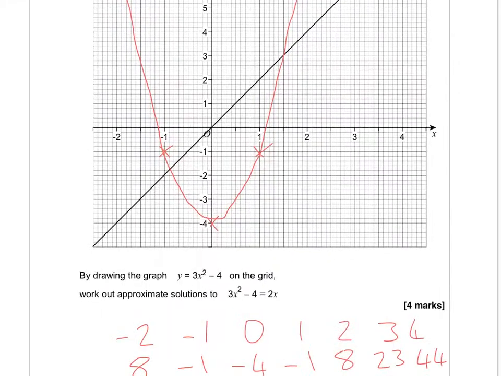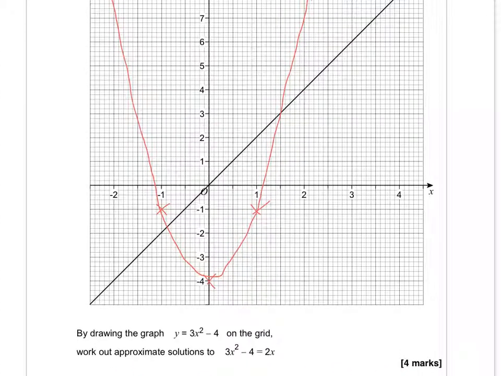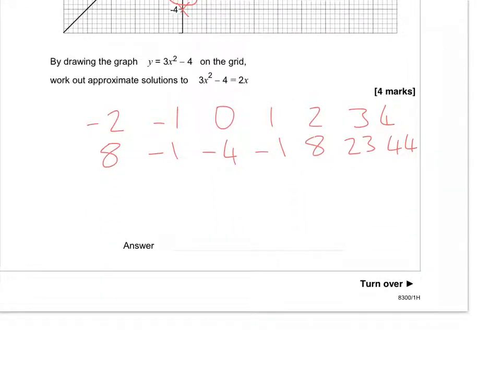The final part of the question then is saying work out approximate solutions to 3x squared minus 4 equals 2x. So that's where the two graphs intersect. So we're looking at here and here. And then we're going to look at the x values where those intersect. So I've got 1.5 and minus 0.95. Now you are allowed some leeway with this because it's only an approximate solution. So if you've got slightly different answers from your graph, then it doesn't matter too much.